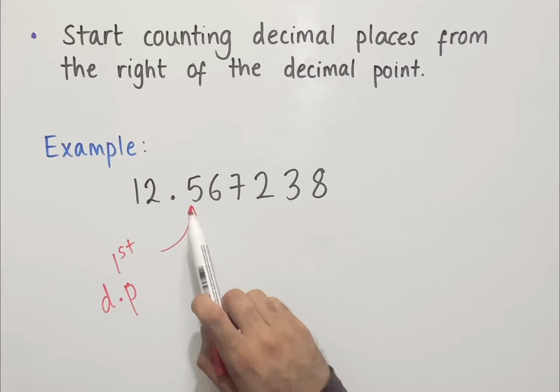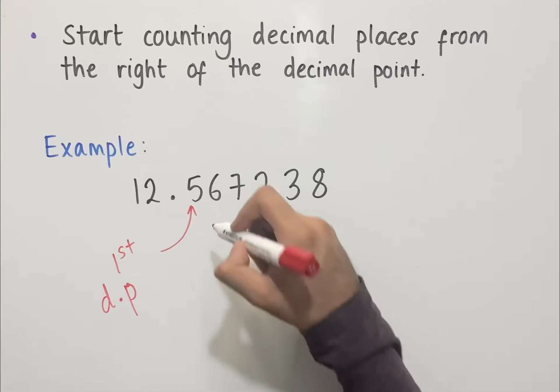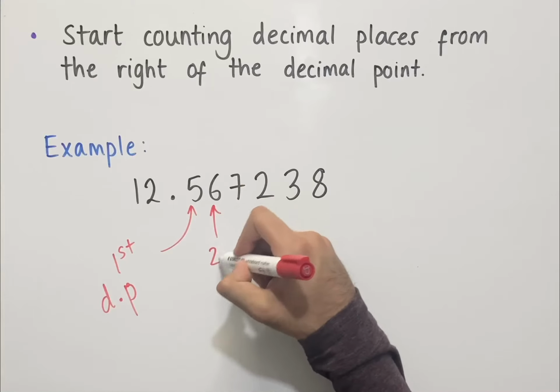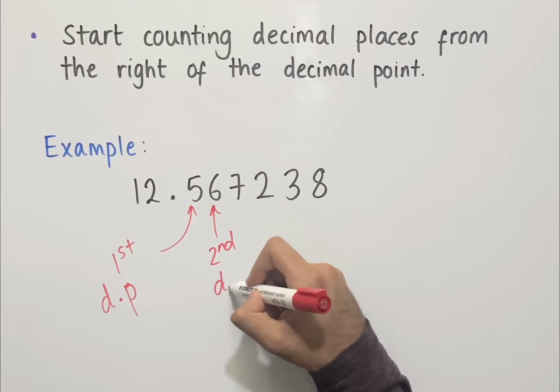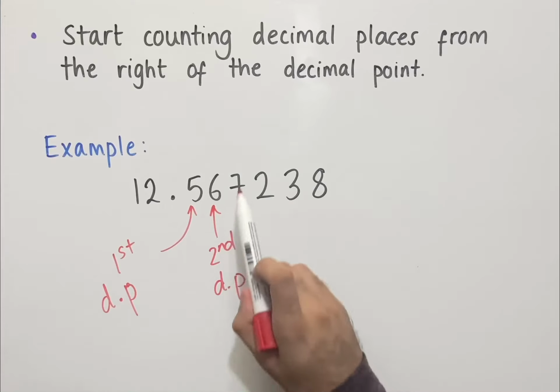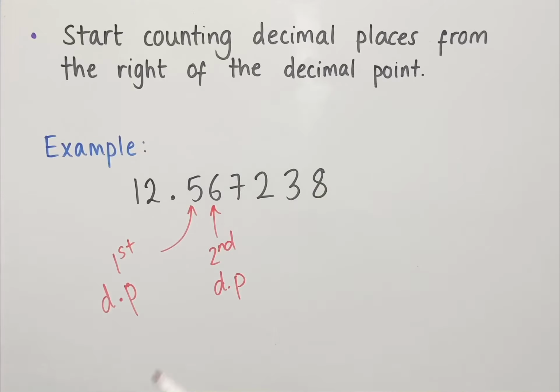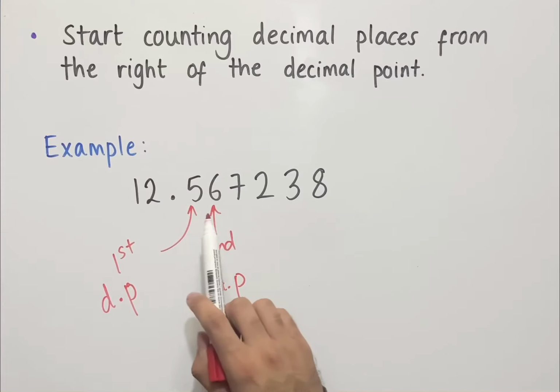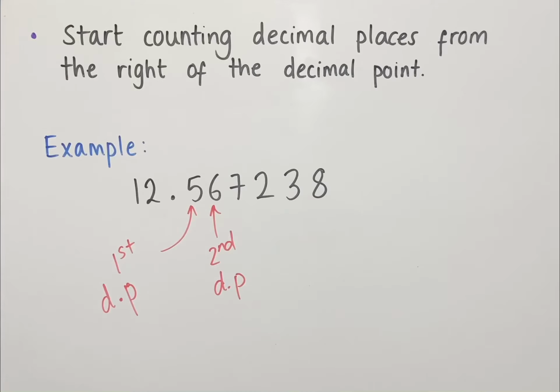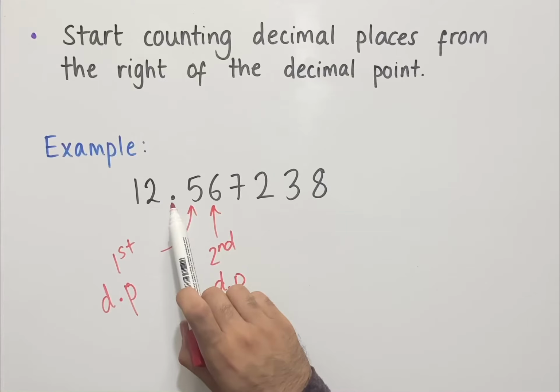If we look at the next digit after that, we've got the 6. That is the second decimal place. And then the third decimal place is the 7. The fourth decimal place is the 2. The fifth decimal place is the 3. The sixth decimal place is the 8, and so on. So this carries on up until the last digit. So in this case, 12.567238 is a number up to 6 decimal places, since there's 6 digits after the decimal point to the right.